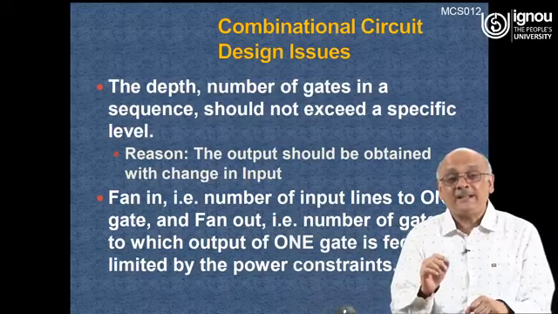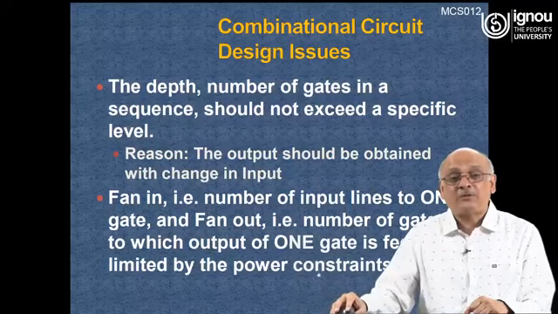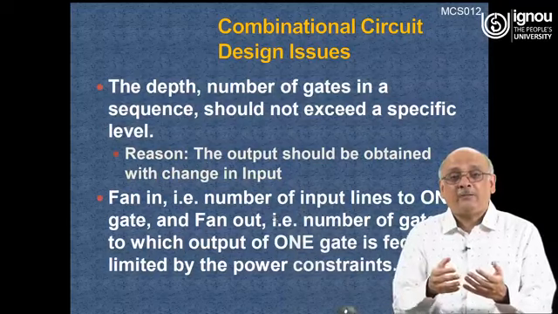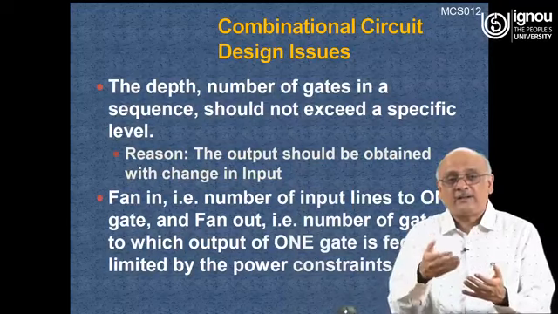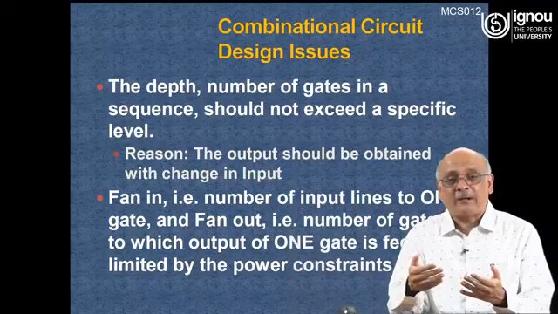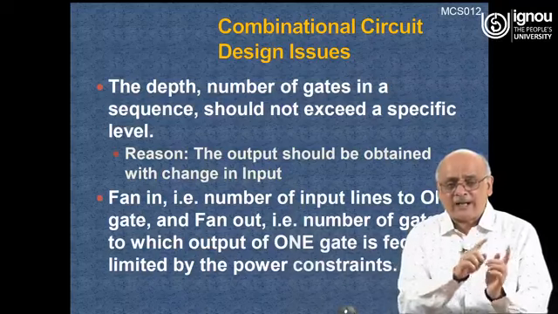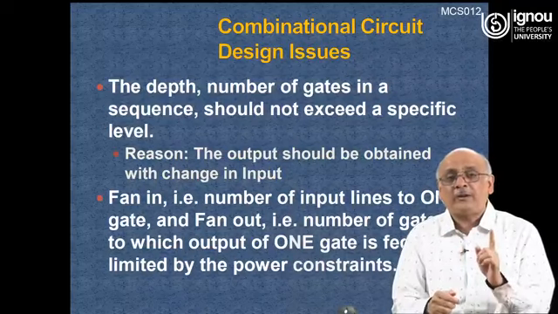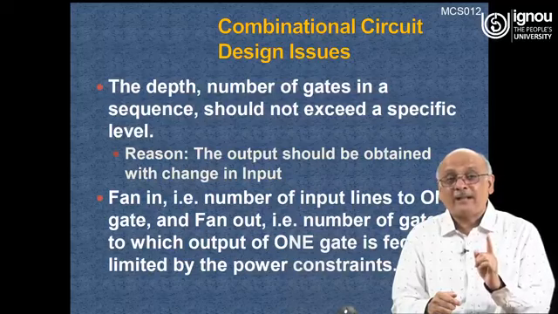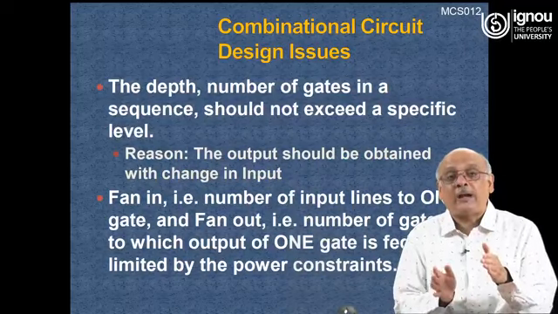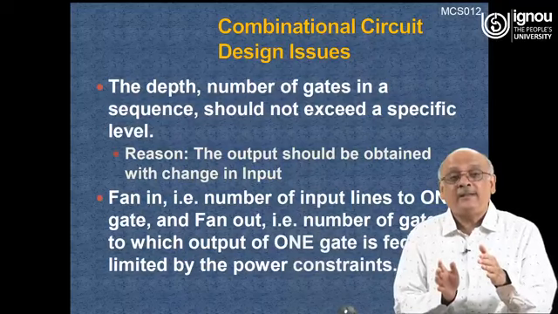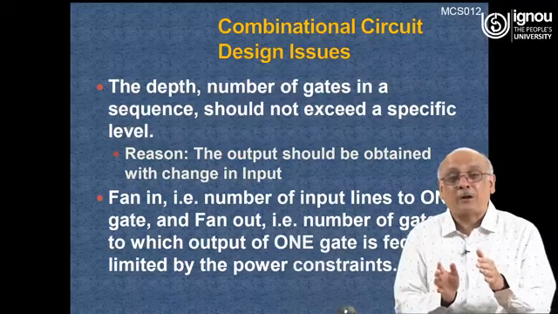The second thing is the limits due to power constraints, and these come in the form of terms given as fan in and fan out. You can refer to those particular terms. Fan in is the number of lines into one gate. If there are a large number of lines input to one particular gate, like for an AND gate we had 2, whereas for an inverter we had only 1 input, suppose for a gate we have 5, 6, 7 inputs, then that might cause a problem in the power.